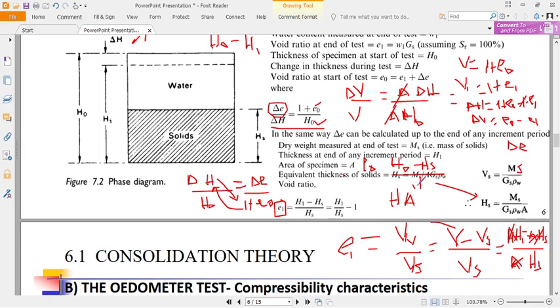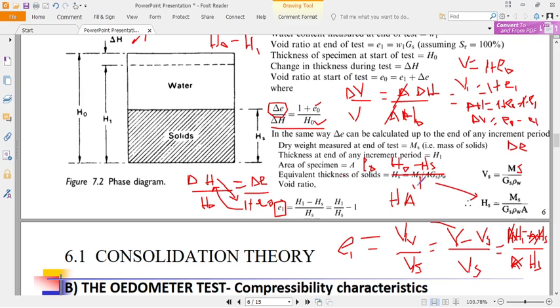Mind you, the height of solid is not changing. What is changing is the water. So from this simple equation, you can determine the height, because we know how to determine the mass of solids through determination of water content. Then you can determine the mass of solids which is remaining. So from that you can be able to predict and move forward.